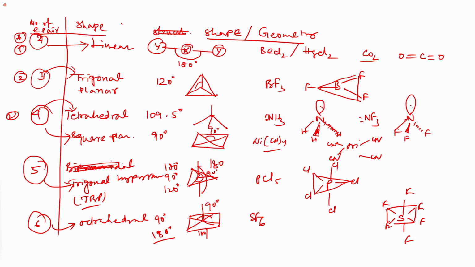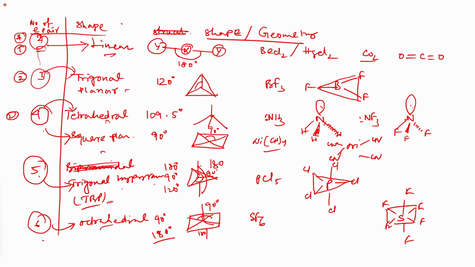And also, if you have to know about the structure, you have to draw properly. You have to draw the structure, and accordingly you have to remember how many electron pairs are there, and corresponding to the number of pairs, what would be the shape. When the number of pairs is 2, then it is the linear structure. When it is 3, then the trigonal planar structure. 4, then the tetrahedral or the square planar. Then 5, it is a trigonal bipyramid, this is a TBP structure. And when it is 6, then it is the octahedral structure.